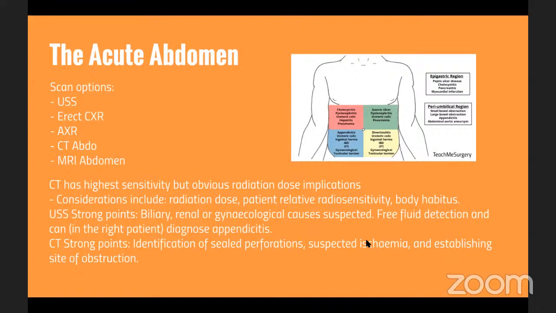So if you get an abdominal x-ray and it's abnormal, the surgeon may want to then get a better picture before they go in and operate. So you might go down the route of a CT scan there. And if you get an abdominal x-ray that's normal, it doesn't rule out that there's anything wrong, and a CT scan may end up being useful anyway.